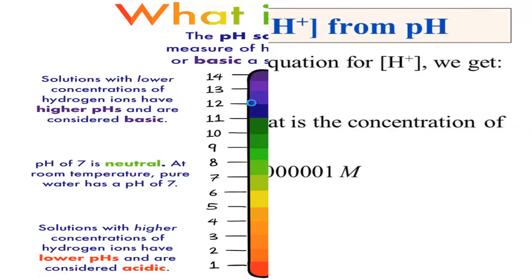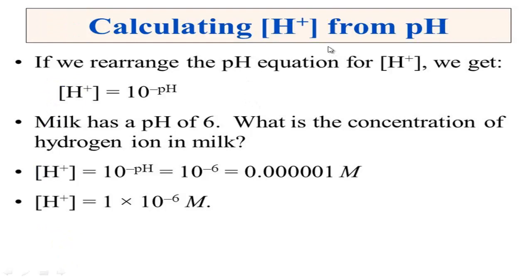Now we will know about calculation of hydrogen ion concentration from the pH. That means if you know the pH value of a substance, how will you calculate the hydrogen ion concentration of that substance?